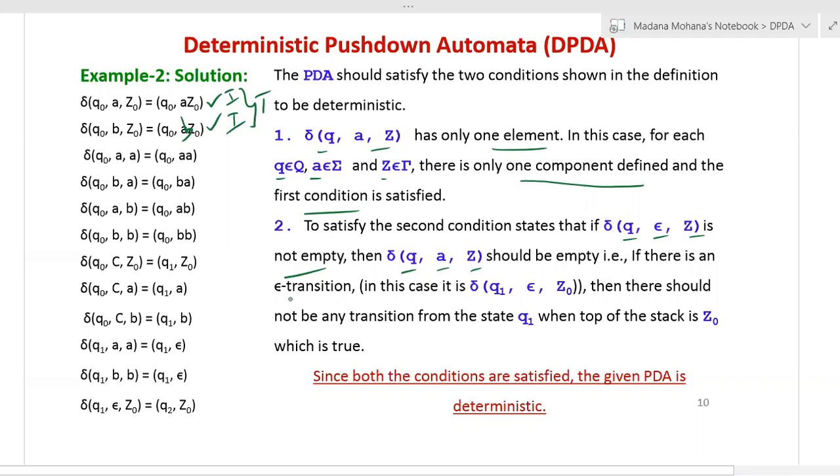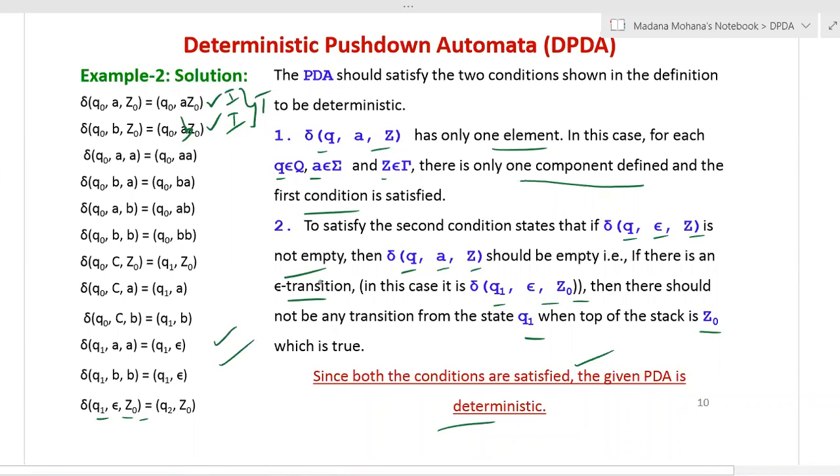So if there is an epsilon transition in this case, here you can say delta of Q1 epsilon Z naught. Here you can see Q1 epsilon Z naught. Then there should not be any transition from state Q1 when the top of the stack is Z naught, which is true. So from state Q1 with the top of the stack Z naught, we don't have any transition. So this condition is always true. Therefore, both conditions are satisfied. Therefore, the given PDA is a deterministic PDA here also.